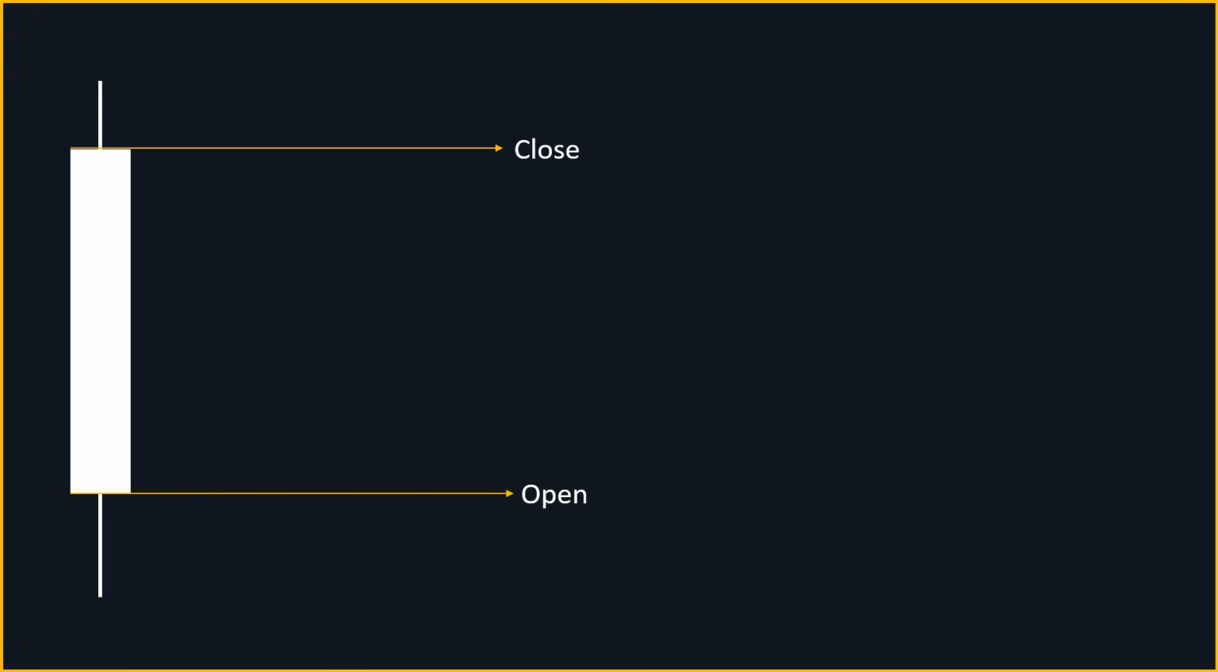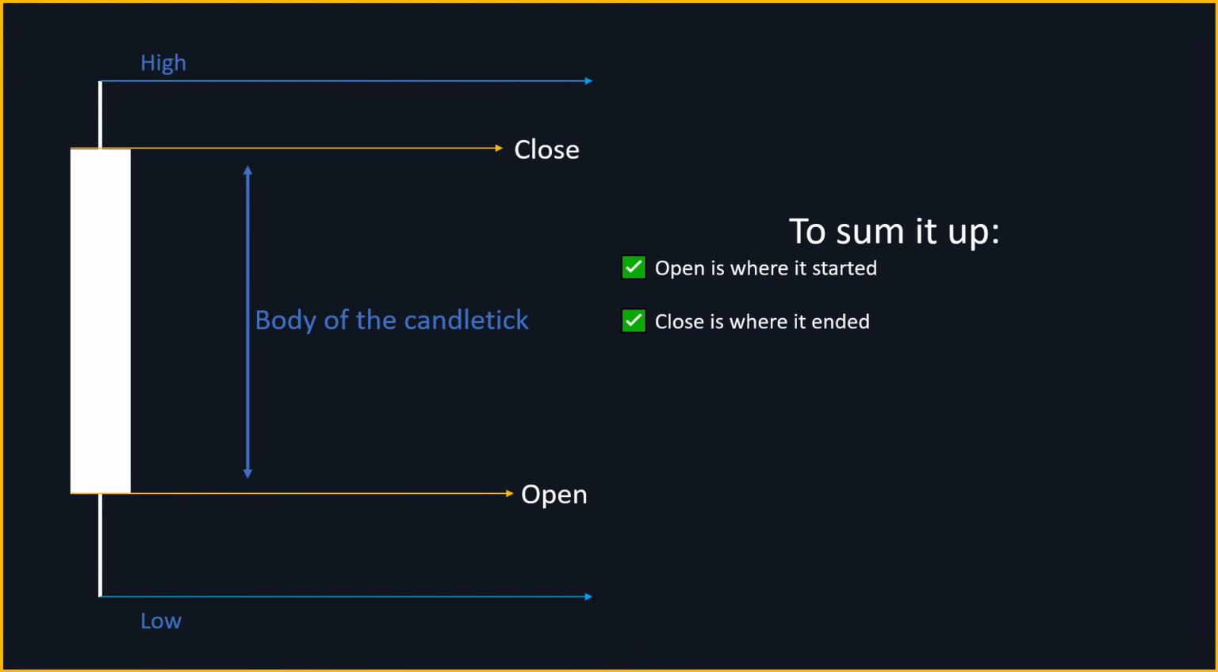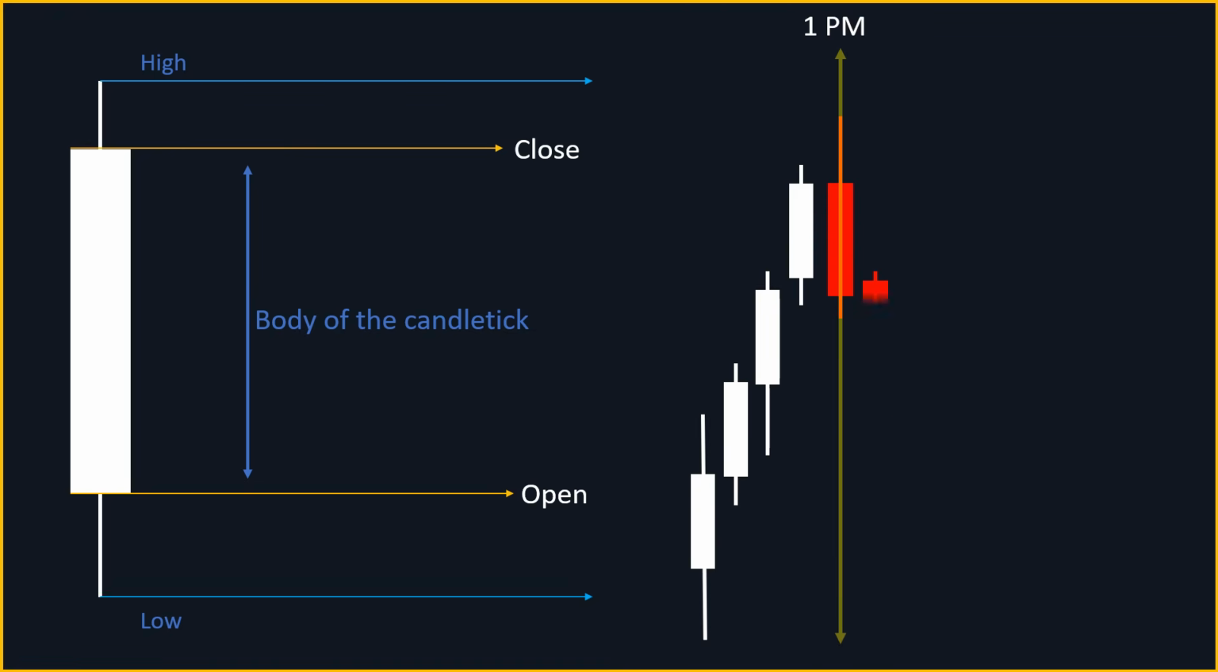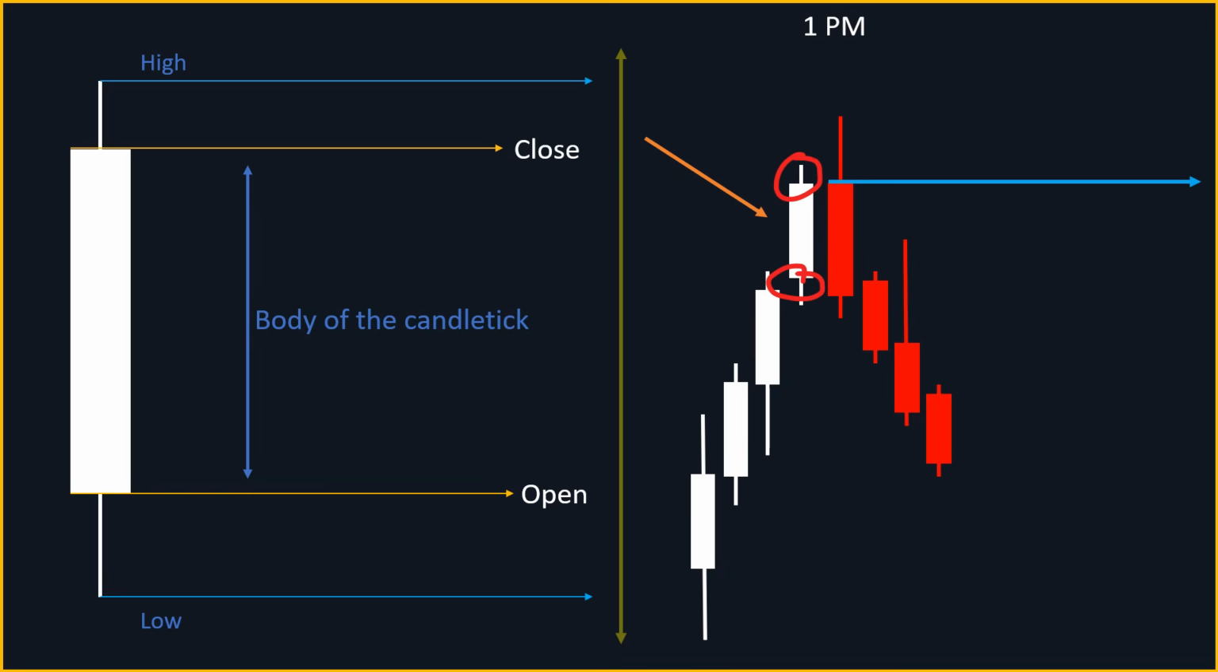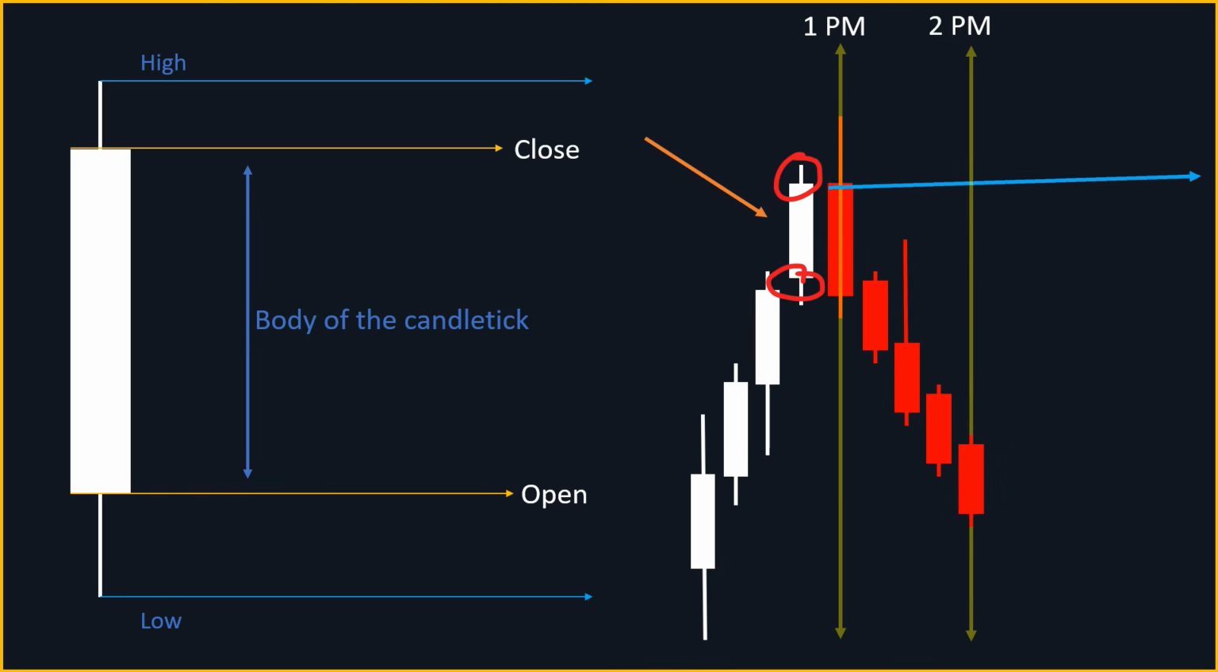So let's start with the basics. Every candlestick tells a story. It has an opening price, a closing price, a high, and a low. But in the 714 method, we're focusing on one key thing: the opening price of the candlestick after 1 p.m. This is the candle we use to draw our horizontal line.